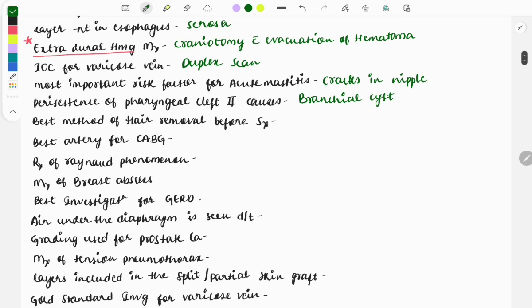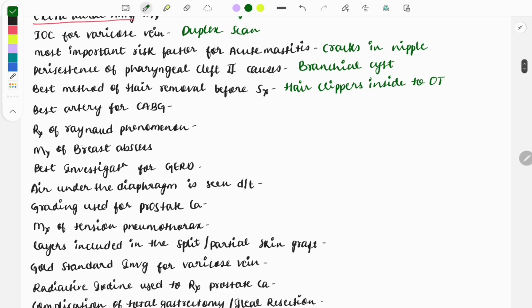Next question, the best method of hair removal before surgery. It is hair clipping inside the OT. Earlier shaving was done, but as shaving may increase the risk of infection, the best method is to clip the hairs inside the operation theatre. Then the best artery for CABG is the internal mammary artery.